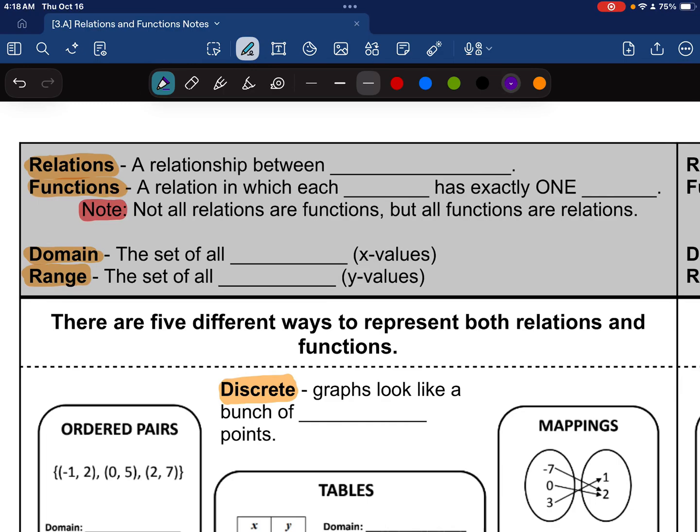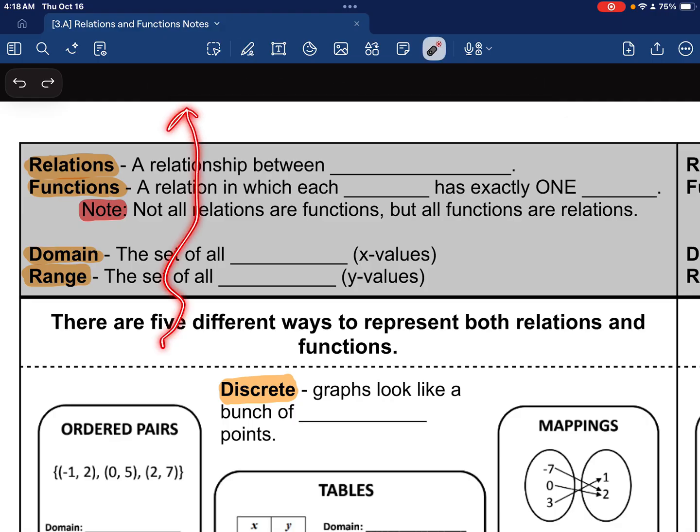Alrighty, in this video, I'm covering, oops, I meant to use a laser pointer on that one. I'm covering relations and functions, alright? I use that for 3A. Alright, so this lesson isn't terribly difficult, but it has a lot of vocabulary to it. Like a lot.